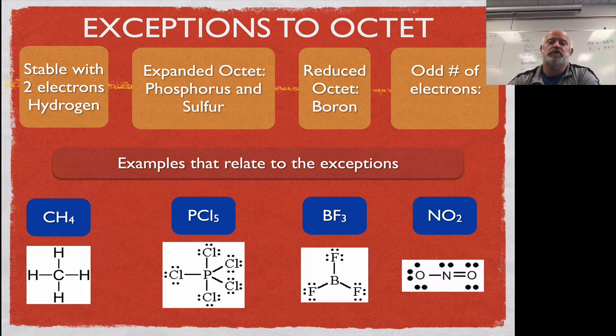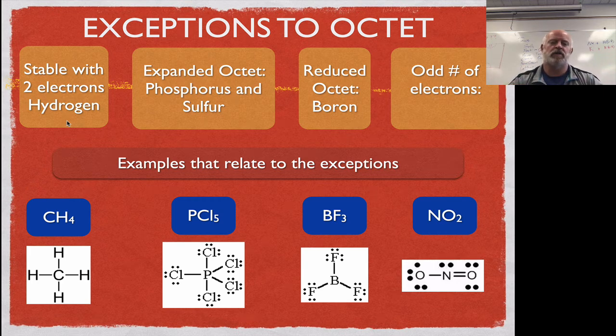So there are four things that we're going to take a look at today in terms of those exceptions. We have dealing with hydrogen and 2 electrons, phosphorus and sulfur expanding, boron reducing, and then what happens if we have an odd number of electrons on a compound, okay? So let's tackle hydrogen first. Now, hydrogen is stable if it only has 2 electrons on that, okay?